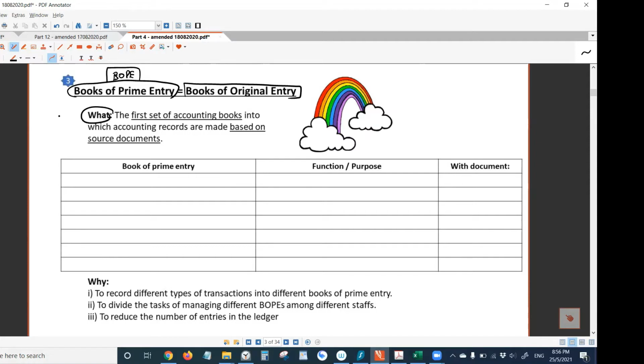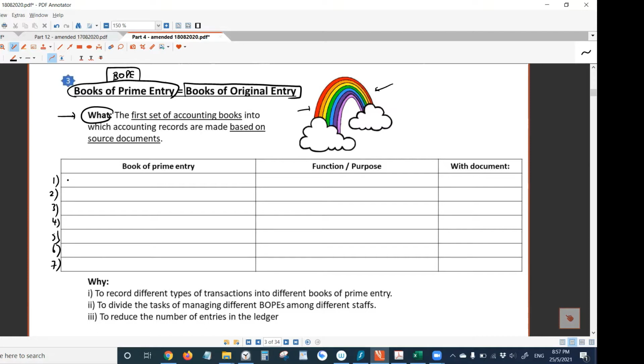If the exam asks you what is meant by book of prime entry, you tell them that it's the first set of accounting books into which accounting records are made based on source documents. That's the first book in accounting. You see, there's a rainbow here, which indicates there are 7 books of prime entry. So let's list them down in the leftmost column of the table here. 1, 2, 3, 4, 5, 6, 7.